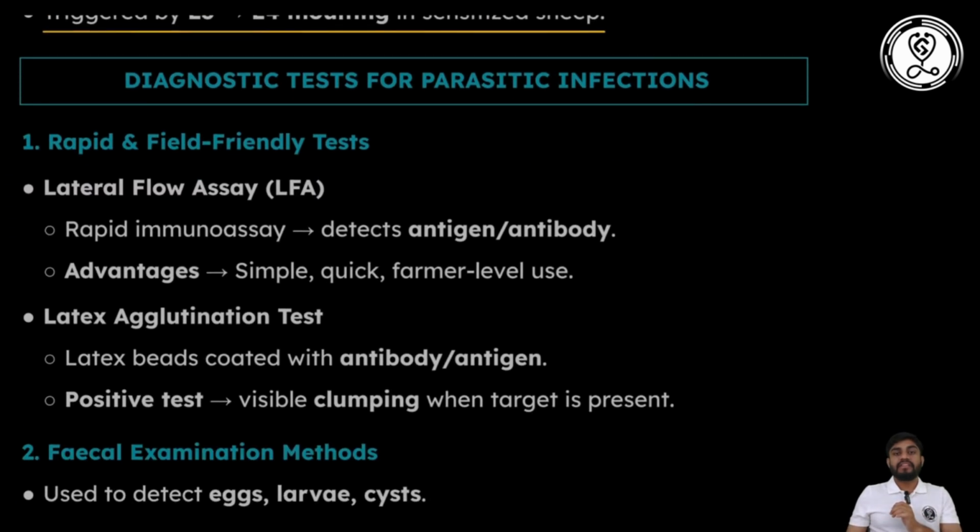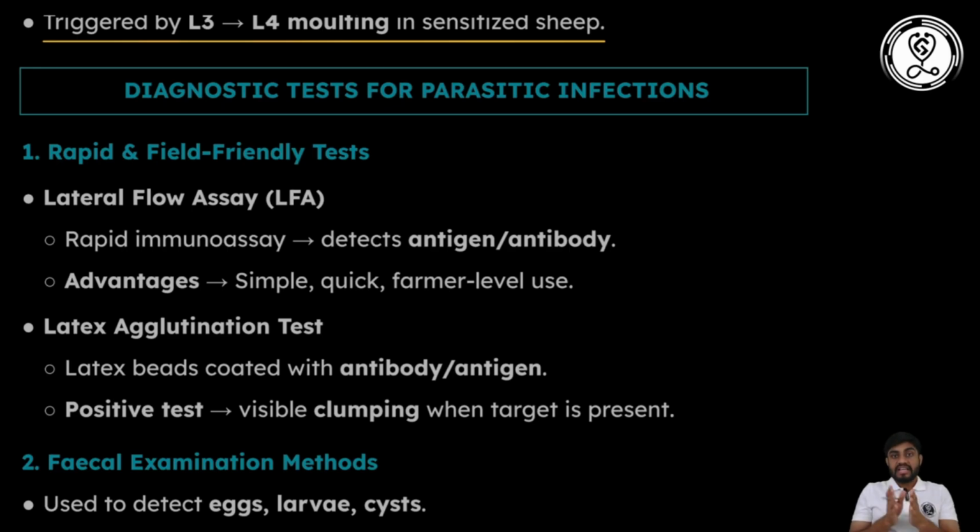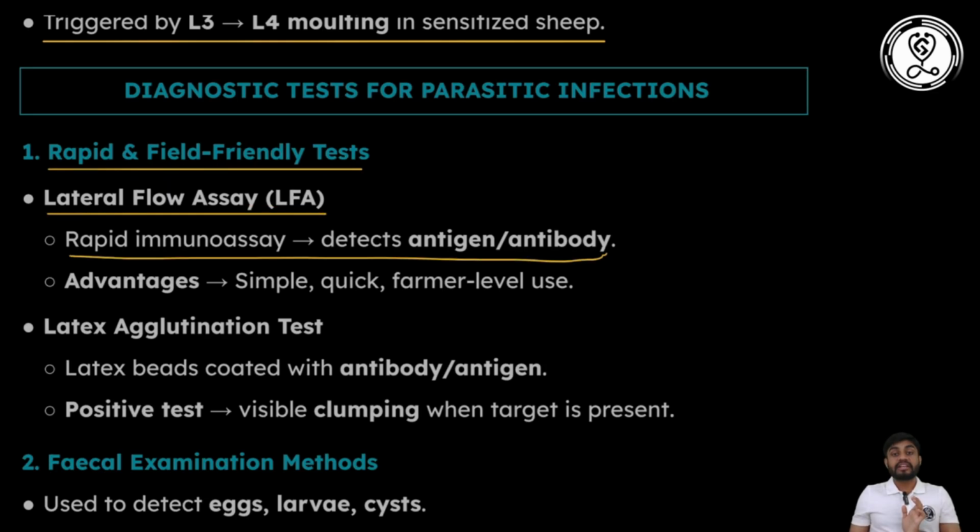Now, with these parasitic infections, how can we diagnose them? First come the rapid or field-friendly tests. The lateral flow assay means a rapid immunoassay, where you can detect the parasite with a labeled antigen. Suppose you suspect that your animal may be affected with Haemonchus. Obviously antibody must be formed against Haemonchus in the blood, so you can take a Haemonchus antigen and run the immunoassay. The antigen and antibody will bind, and the colored reaction will confirm that the infection is present.